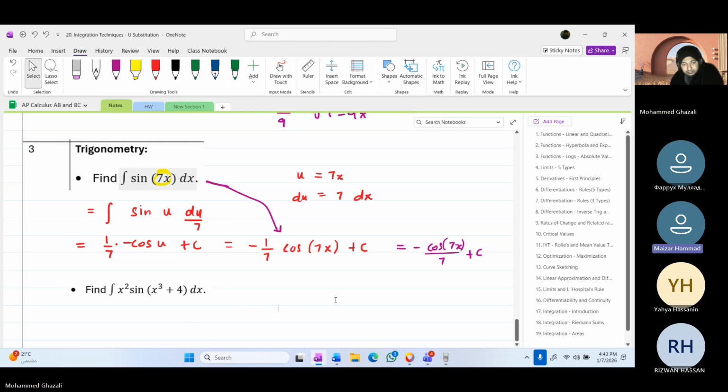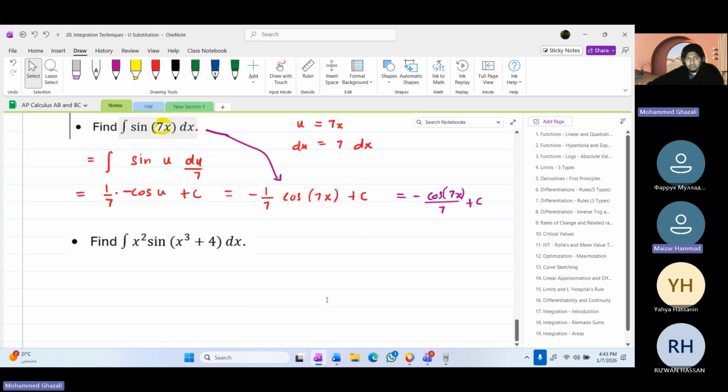I'm saying whenever you have sine or something like that, and then you have an inside function that has brackets, we use u substitution. Yes, of course. Like this one. It doesn't have to be sine. It can be any other trig function.